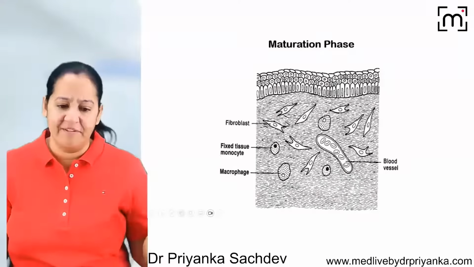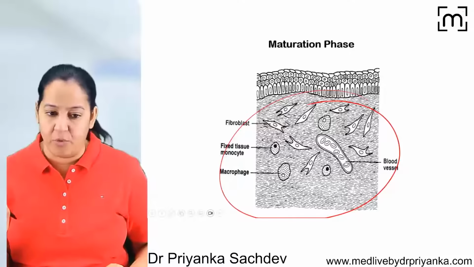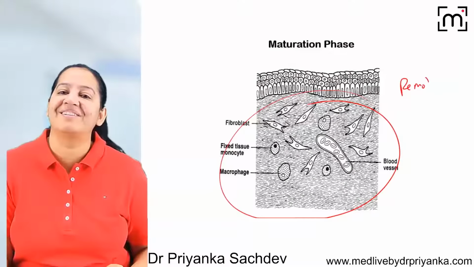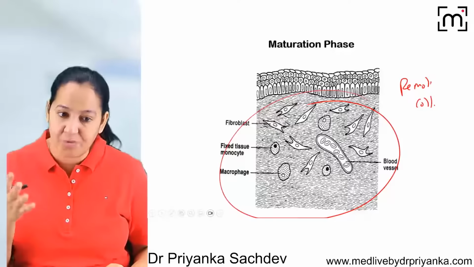So you can see everything will be gone. Only collagen will be there. It will be acellular. Fibroblasts will also leave the wound, leave the healing area. It is only collagen which is remodeled. It is remodeled collagen. So that is scar. So I want you to draw these diagrams along with the description, along with the flow chart.